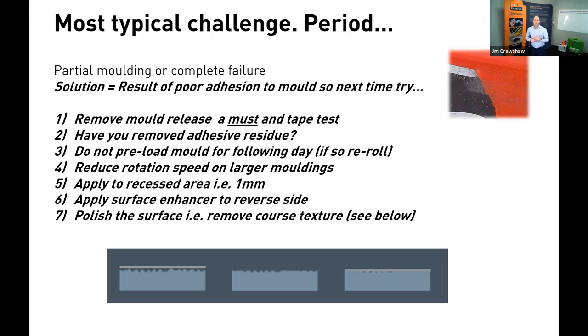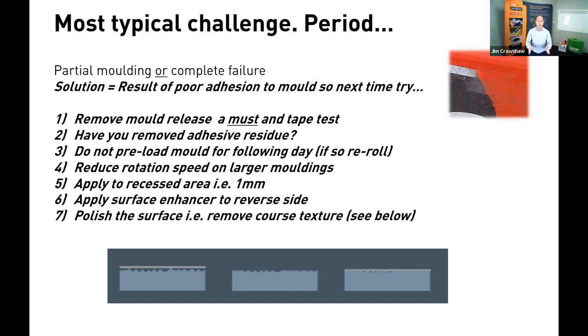Apply surface enhance to the reverse side. So we saw that again in the ZD video case study. It is definitely a good option if you're having problems with graphics being dislodged. And 7 is another really important one, which is polish the surface of your mold.